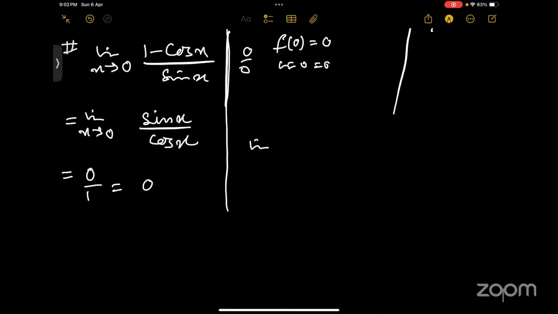But limit as x tends to 0 of tan x by x. What is the value of this one? 1, ma'am.